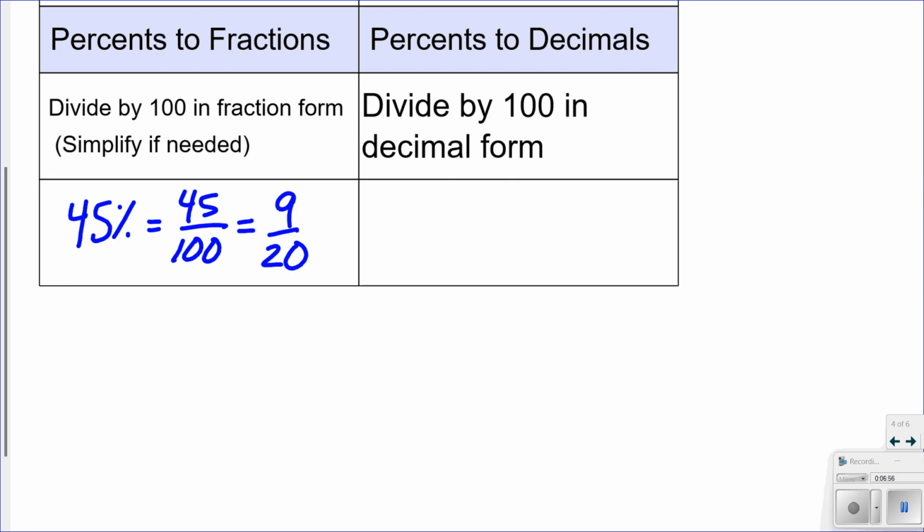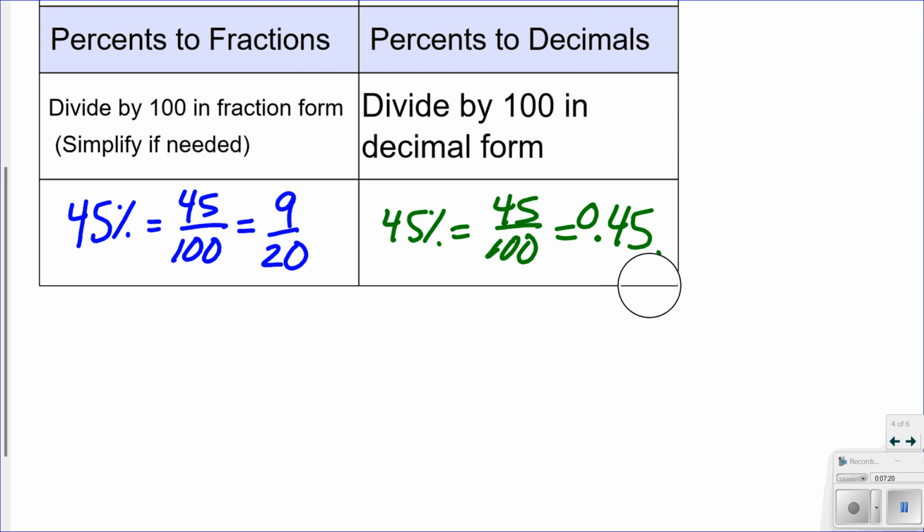And if I want to turn a percent to a decimal, I would divide it and then put it in decimal form. So same example, 45%, 45 divided by 100. Well, when you divide a number by 100, you move the decimal to the left 2 places because it's 2 powers of 10, and we would have as our answer 45 hundredths in decimal form.